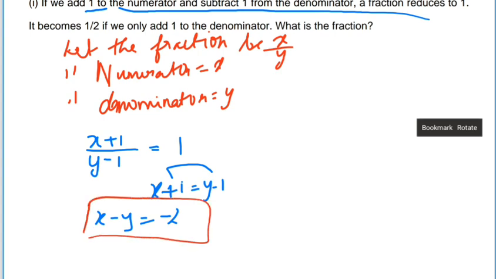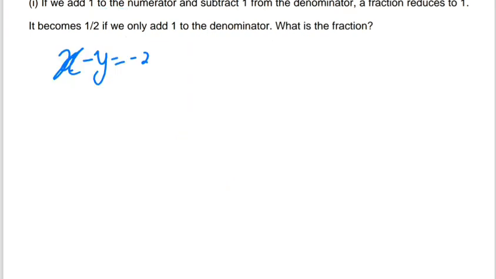So let's do the second one. Let's do the second equation. The fraction becomes 1 by 2 if we add only 1 to the denominator. So leave the numerator as it is and add only 1 to the denominator, that is equal to 1 by 2.